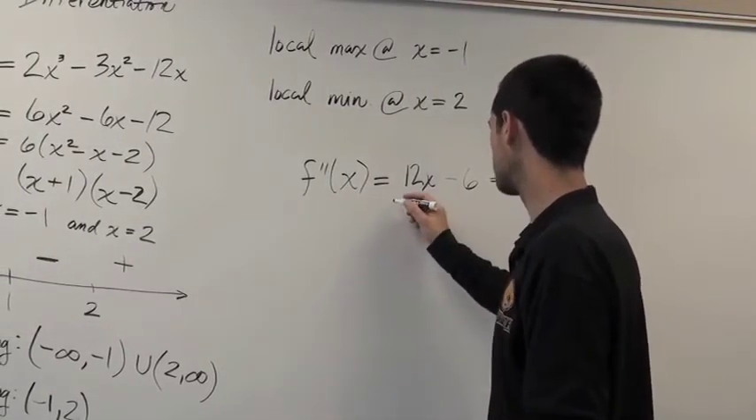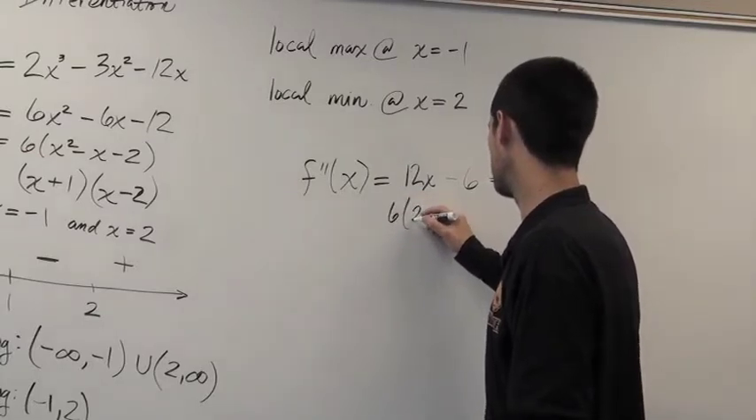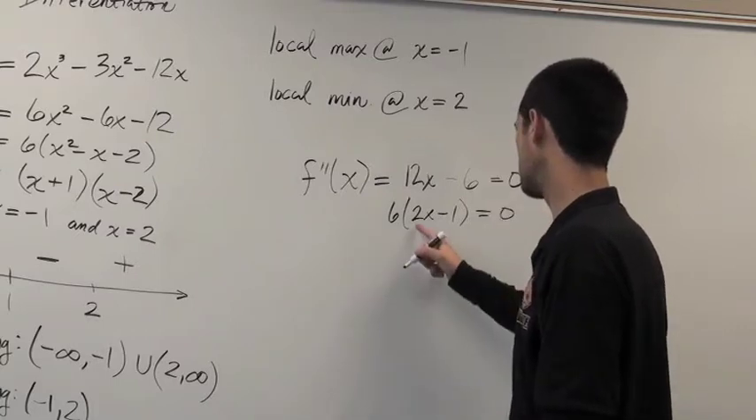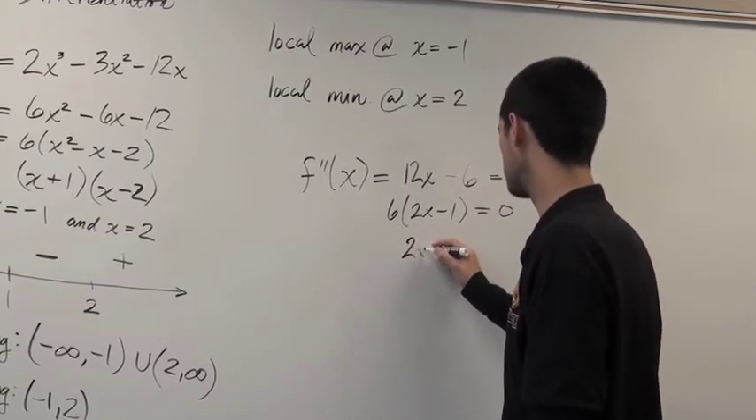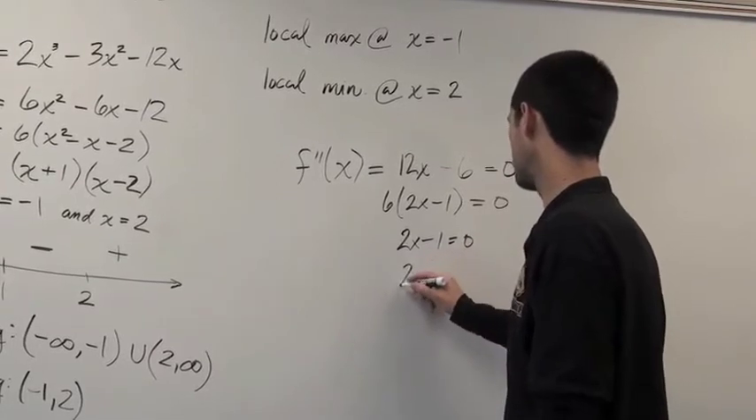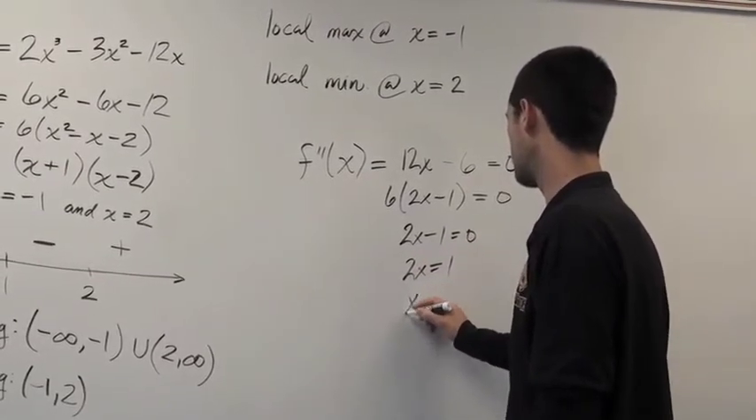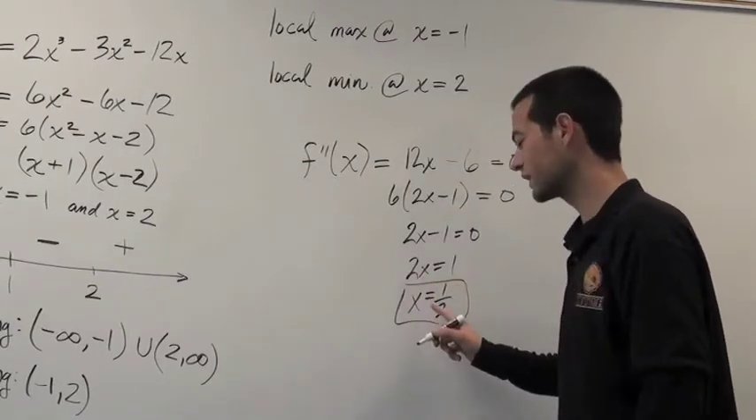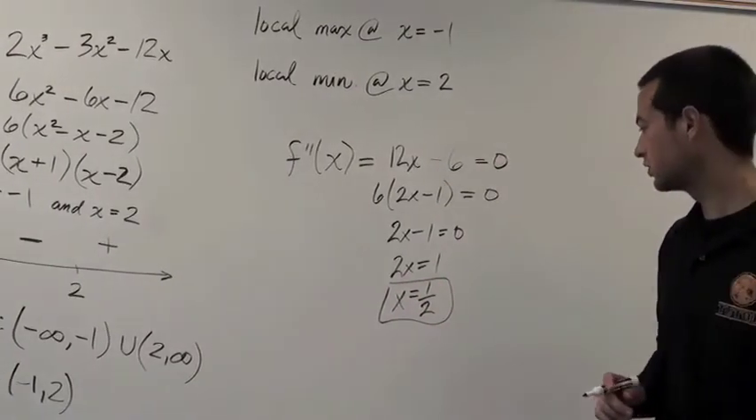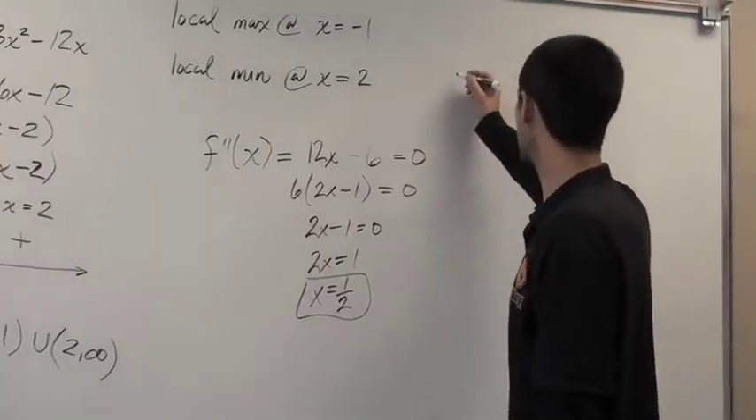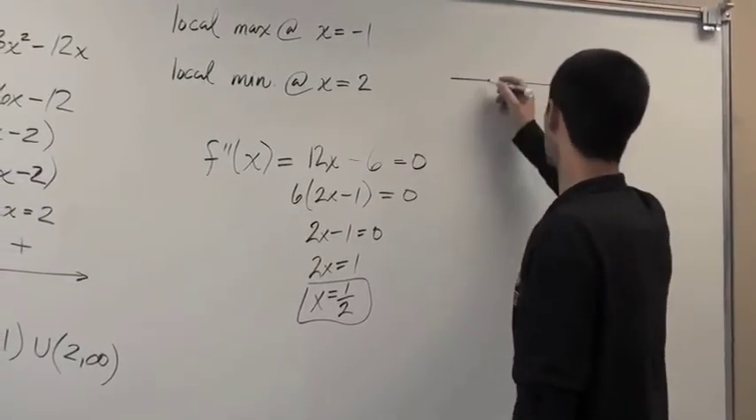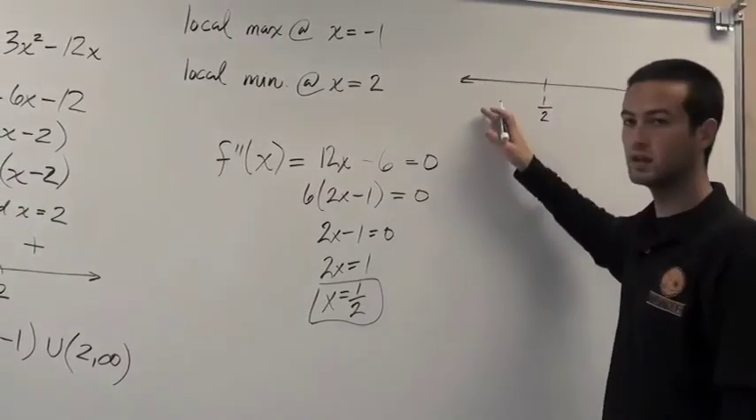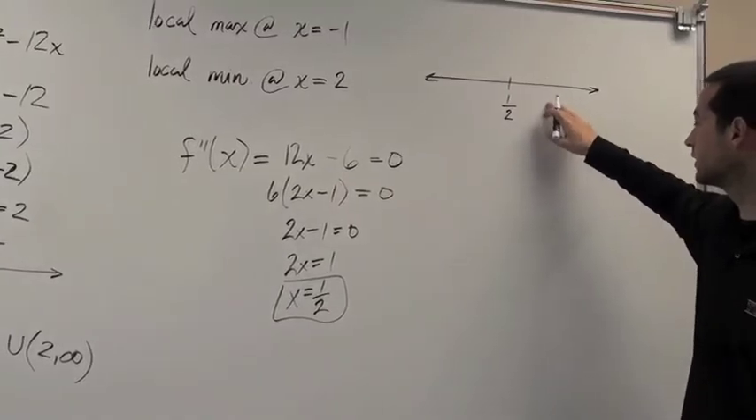So just factor out a 6, so we get 2x minus 1 equals 0. So we could just set 2x minus 1 equal to 0, 2x equals 1, x equals 1/2. So that's our inflection point. We only have one. So what we need to do now is make another number line and graph that number. And then we need to look at values to the left and to the right of that.